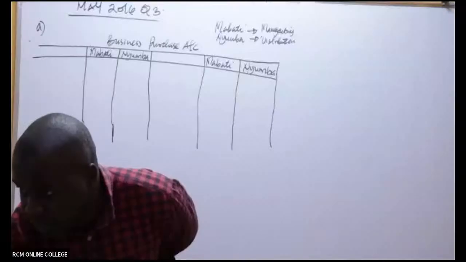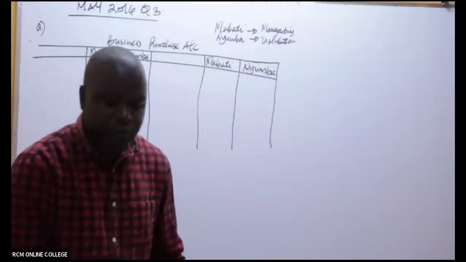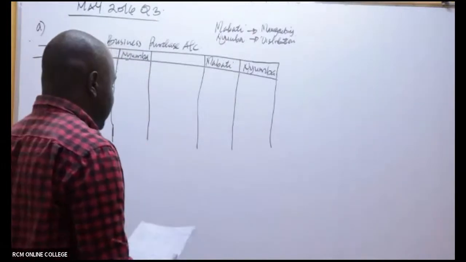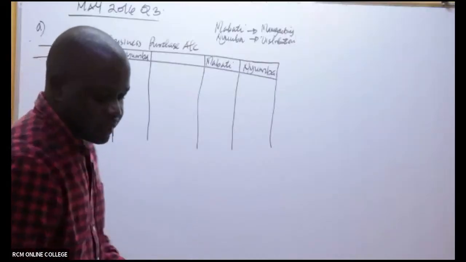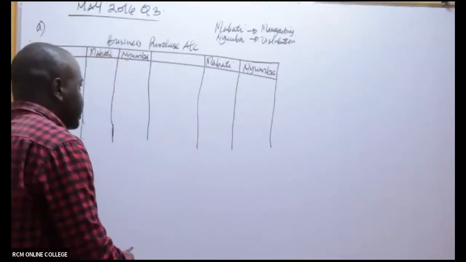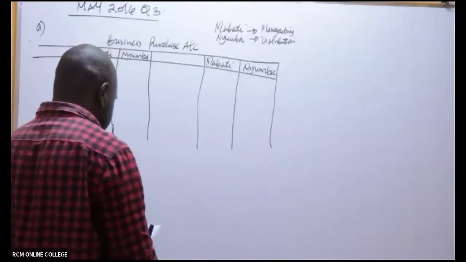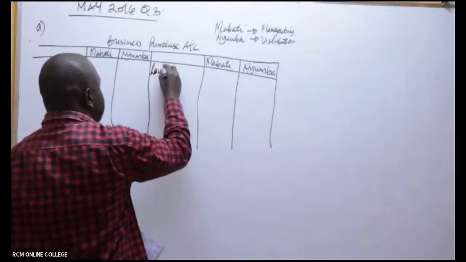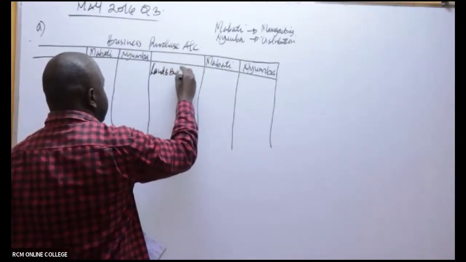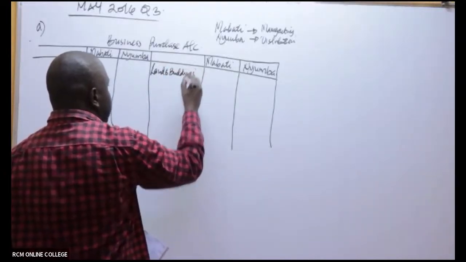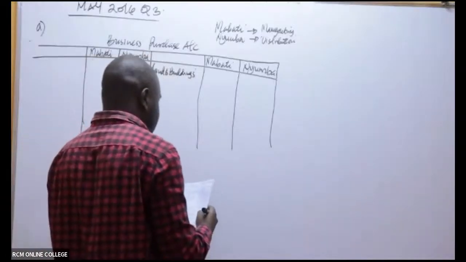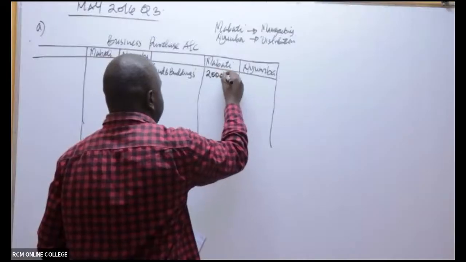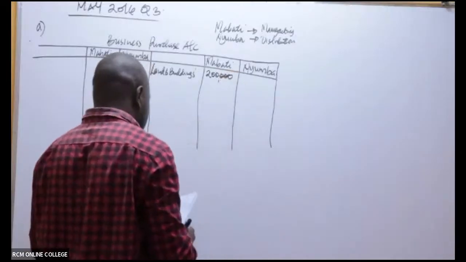So we go to our business purchase account, and we indicate what was taken over as the non-current assets. The first asset taken over is land and buildings. Land and buildings, it was an amount of 200 million.